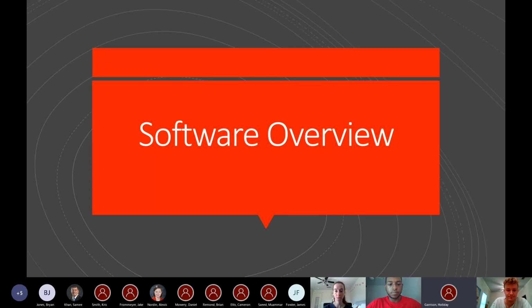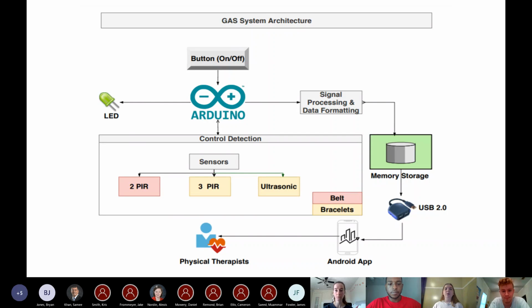Now for the software overview. The software mostly consists of 5 main parts, that being the control detection, which is how the sensors are interacting with our Arduino, all of our data processing, our memory storage, our data transfer from the belt to the app, and our app itself.